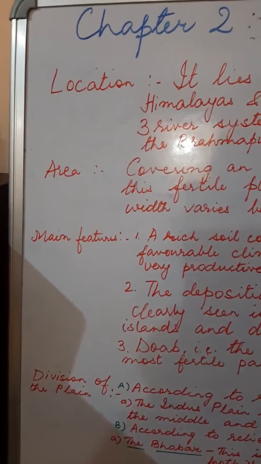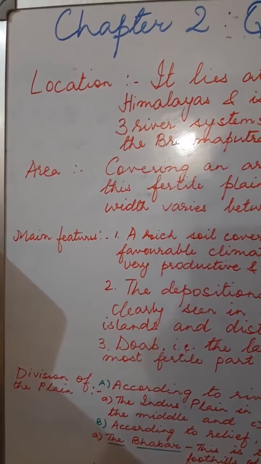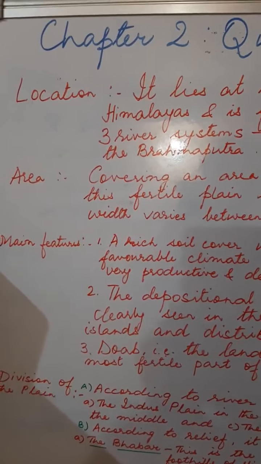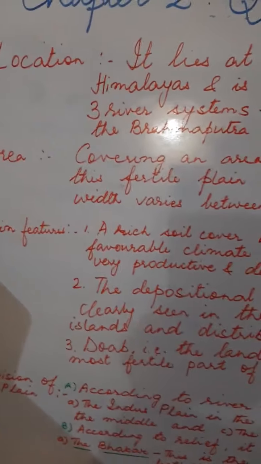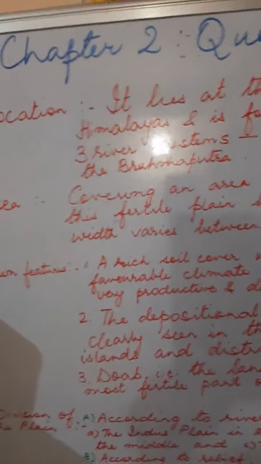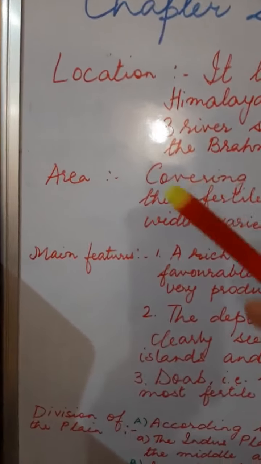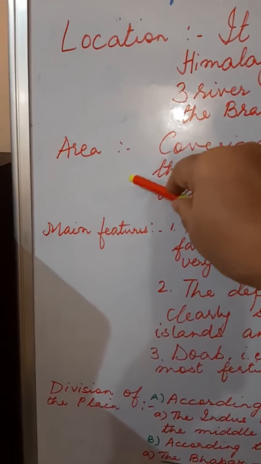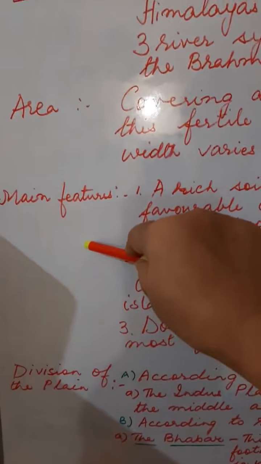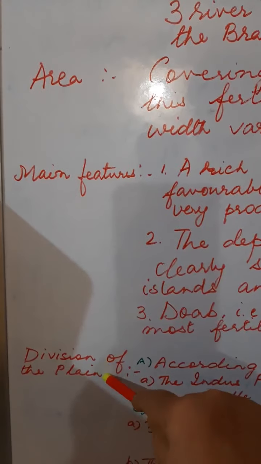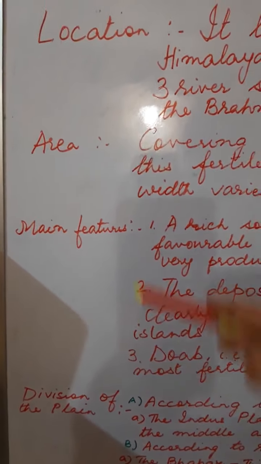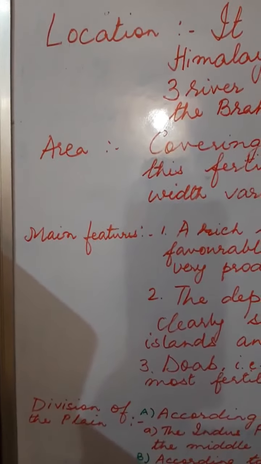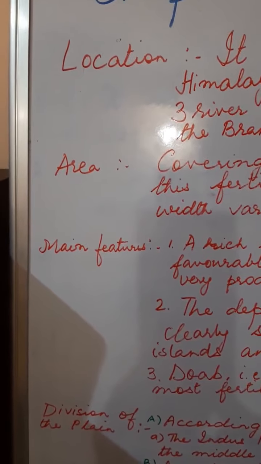Now children, let us move on to the next question. The next question is, give an account of the northern plain. So here children, we will discuss the question on the following parameters. The first one is location, then we will discuss the area, then we will discuss the main features, and then we will discuss the division of the plain. So we will discuss the answer based on these four main points.